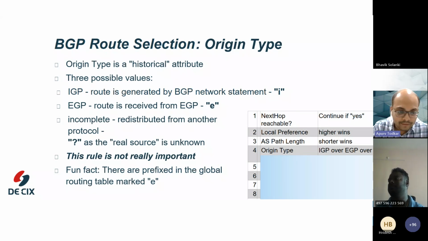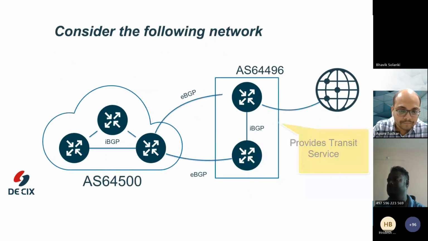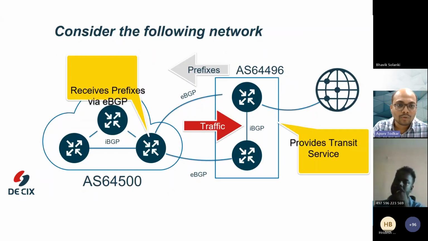So moving on to the next slide. Let's look at a simple network example over here. Imagine that there are two providers. The provider on the right, AS64996, is a transit provider, meaning that it helps deliver traffic to its customers. And the provider on the left-hand side with AS64500 is a customer of that transit provider. These two providers are connected by two circuits, a main circuit and a backup circuit.